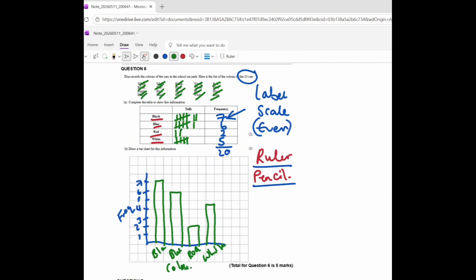So I've labelled my axes. I've got a scale. My scale is even and it's marked with these pegs here. You need those on there. Okay, it's really important you have those. And I would have, if I'd done this by hand, used a ruler and a pencil to get me a full 3 marks there. So don't lose easy marks on a bar chart question, and don't rush. Okay, 5 marks if you've got that all correct.